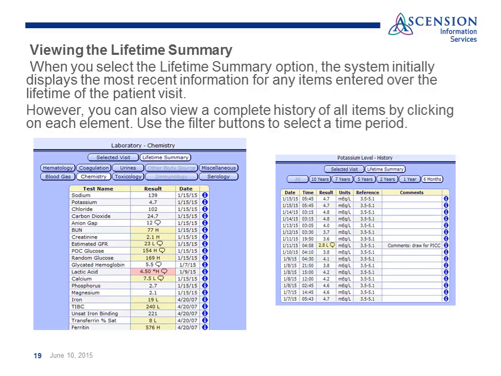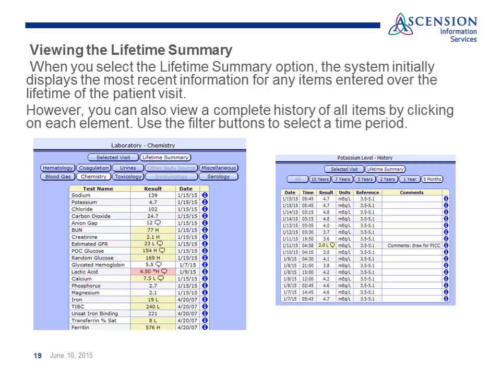Viewing the Lifetime Summary. When you select Lifetime Summary option, the system initially displays the most recent information for any items entered over the lifetime of the patient visits. However, you can also view a complete history of all the items by clicking on each element. Use the filter buttons to select a time period.